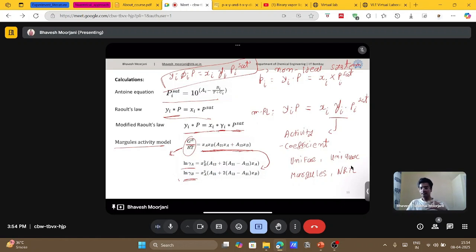Here we have selected the Margules model, which is the simplest model. You can further refine this method by using NRTL or UNIFAC methods to compute the activity coefficient.